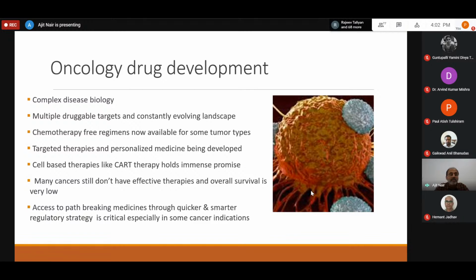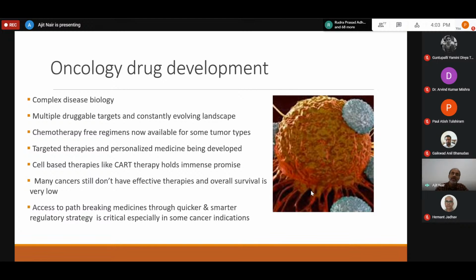And of course, many of us must have read about the latest CAR therapy, right? Cell-based therapies, the CAR therapies, hold immense potential, and that's really going to the personalized level where you use the patient's own blood cells, repurposed and pushed back into the patient to really kill the tumor, right? So this is again the cutting edge work which is happening in the field of oncology, especially on cell-based therapies, CAR therapies.